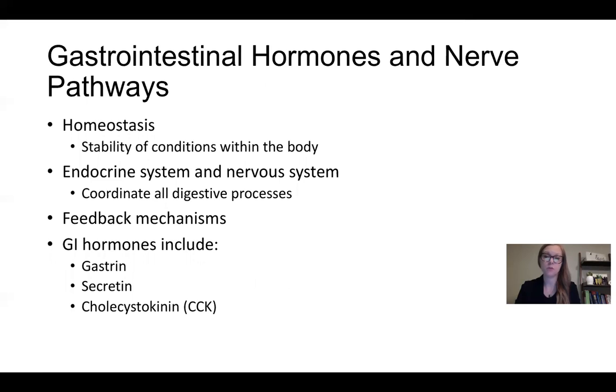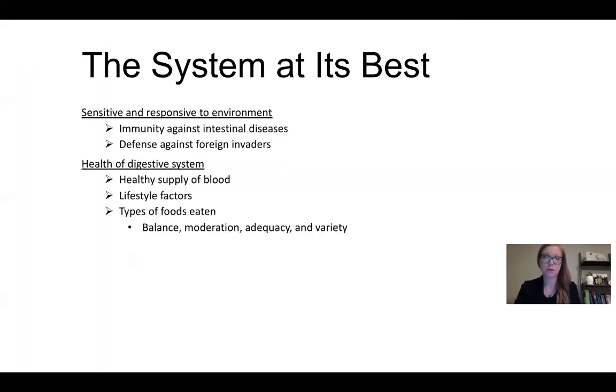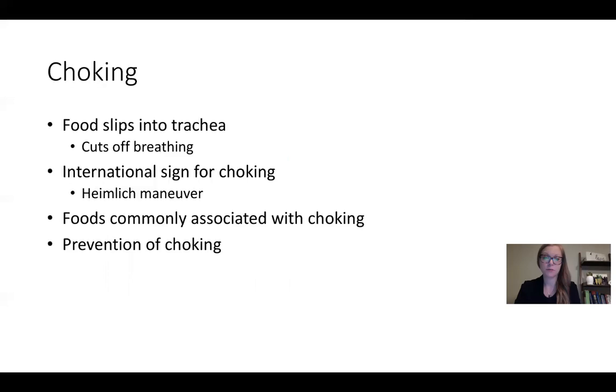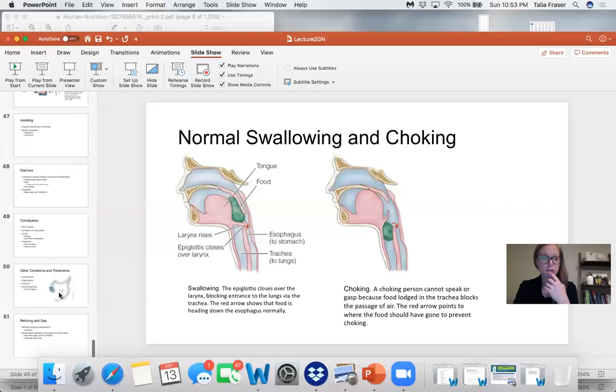Gastrointestinal hormones and nerve pathways, GI hormones, gastrin, secretin, and then CCK, chylomicron. Okay. All right, so this is into choking now.